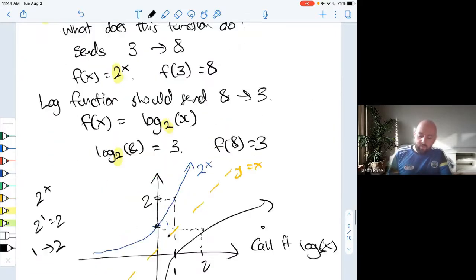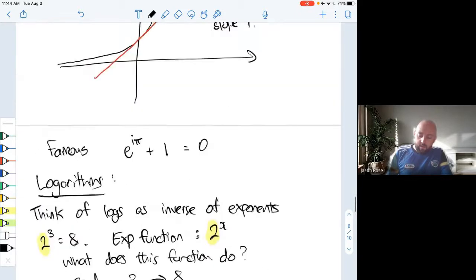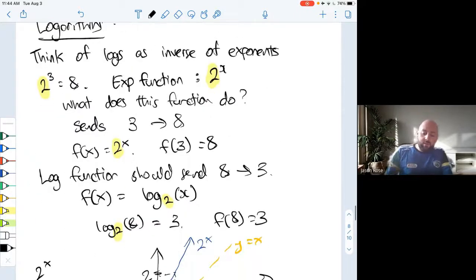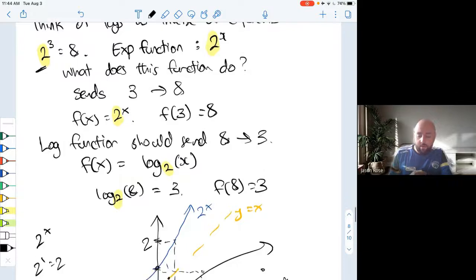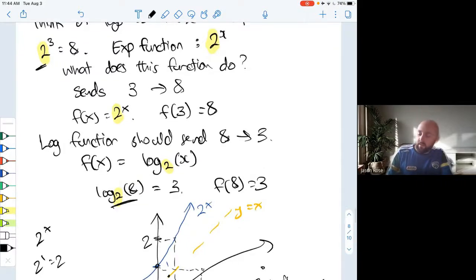So just going back up here for a second, we talked about how if 2 cubed is 8, then what we should have is log to the base 2 of 8 equals 3. So 2 cubed is 8. So 2 to the power of x is sending 3 to 8. Log to the base 2 should send 8 back to 3 again. Okay? So let's just look at this right side here.